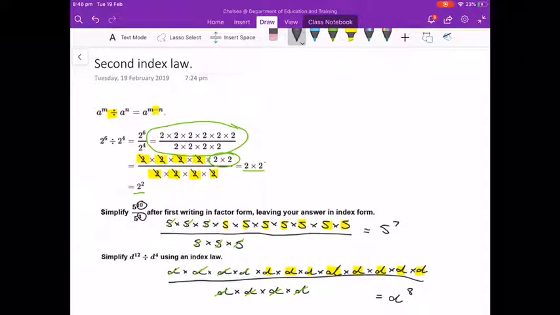Again, there is a quicker way. Get the indices and subtract them. And 12 take 4 equals 8. Therefore, the answer would be D to the power of 8. And that is how you use the second index law through cancelling out. Please make sure you remember that you must cancel out the same amount on the top as is the bottom, and I do that through using pairs.